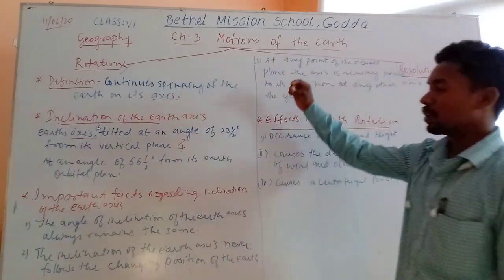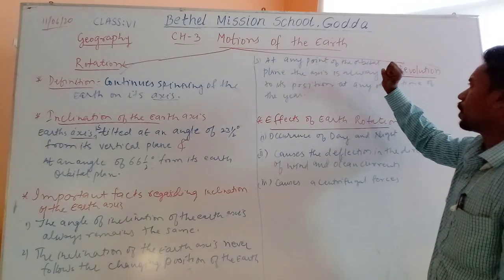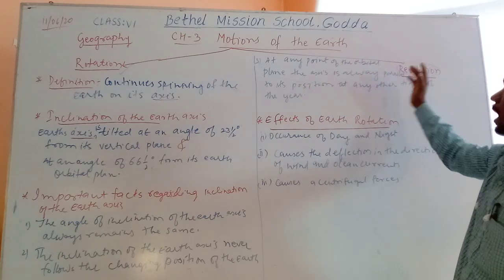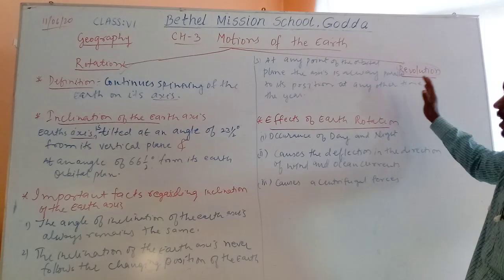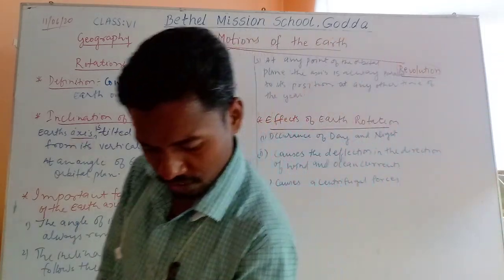Okay, third one. At any point of the orbital plane, the axis is always parallel to its position at any other point. This is very interesting.